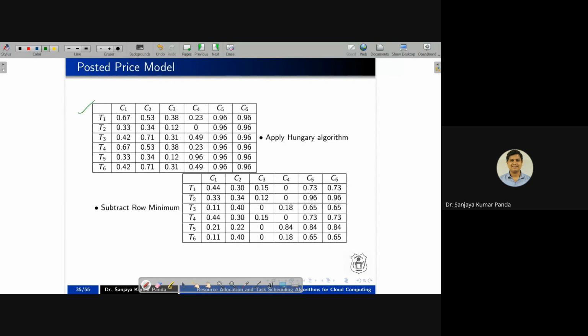If you apply the Hungarian algorithm, first you have to find the row minimum. What is the row minimum in T1? The row minimum is 0.23, right? Once you find the row minimum, you subtract the row minimum from each and every element on that particular row. If you subtract it, you will get the C4 value as 0, right? Let us take T6. Which one is minimum? The minimum is 0.31. If you subtract it, this value becomes 0. So the row minimum is 0, right?